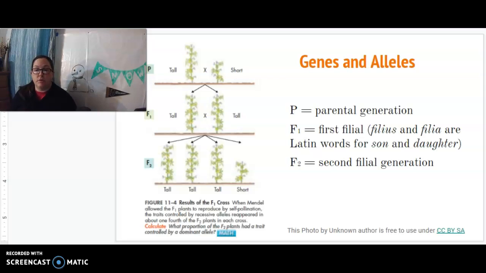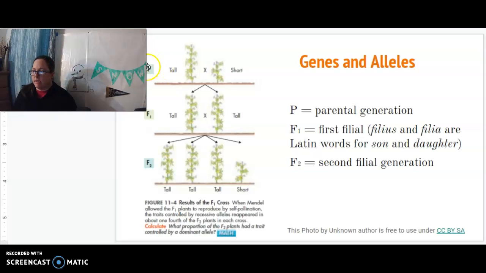So he made two conclusions. First, the individual's characteristics are determined by factors that are passed from one parental generation to the next. Today we know that those factors that are passed from parent to offspring are genes. And then each trait he studied was controlled by a single gene that occurred in two varieties. So tall or short, yellow or green, round or wrinkled seeds. And these varieties or different forms of a gene are called alleles.